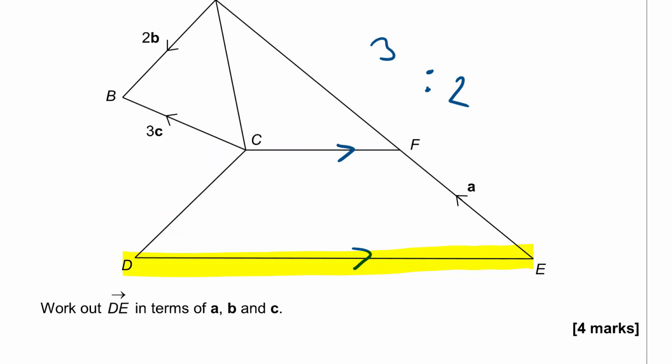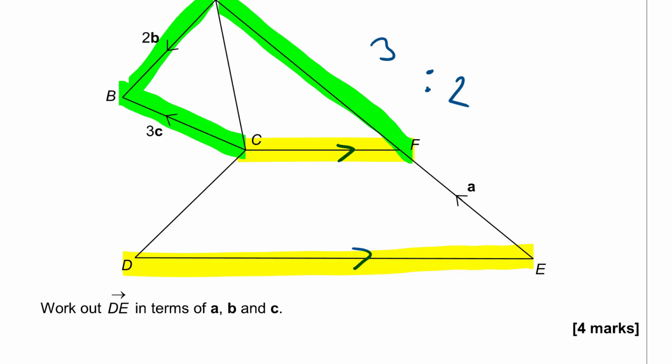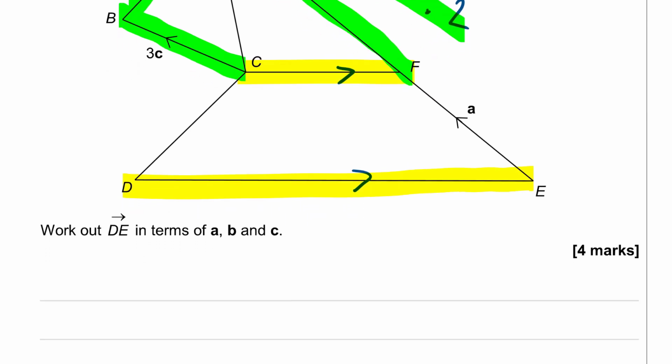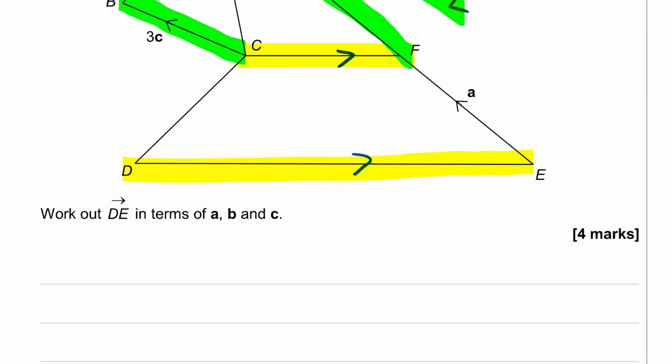However, we were told in the question that D to E is a multiple of CF, and I can work out what C to F is using routes I've been given. If I start at C, I could go this way and then this way and then this way. I've got nothing on A to F, but I have been given this ratio here which I can use in order to work out that section. So that's what I'm going to do. I'm going to work out C to F first by going around that green route, and then I'm going to scale it up to find D to E. Okay, so first off, let's find C to F.